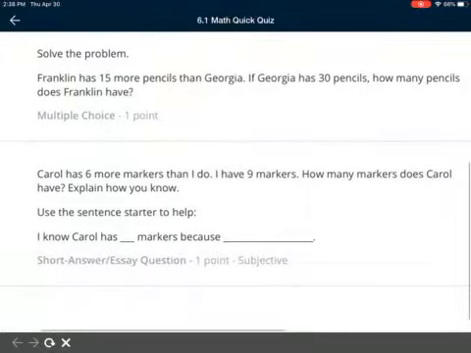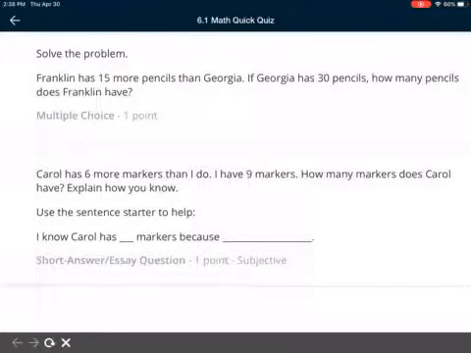Then your last problem: Carol has 6 more markers than I do. I have 9 markers. How many markers does Carol have? Explain how you know. I know Carol has blank markers because, and you're going to use that sentence starter to help you.